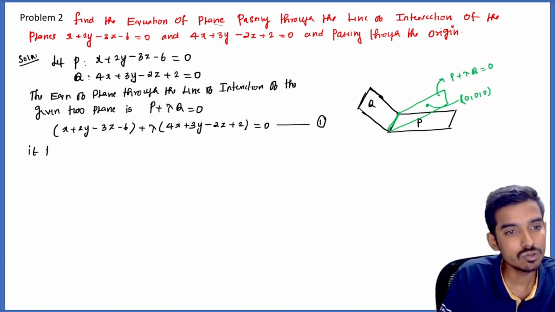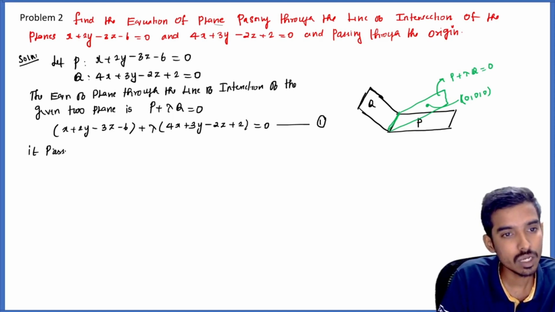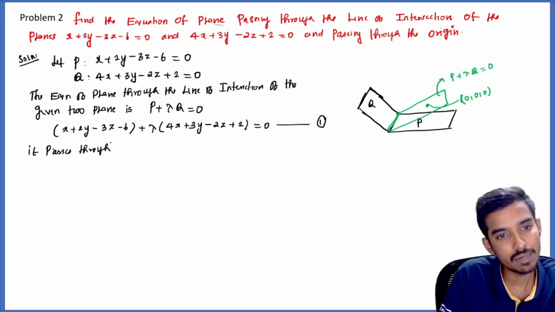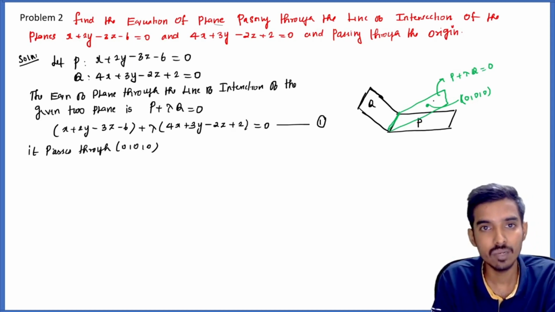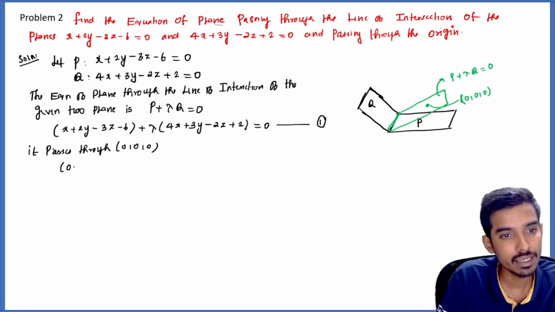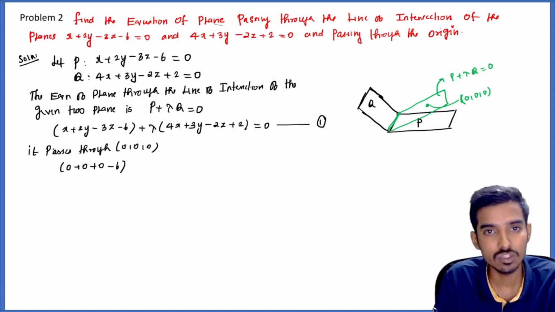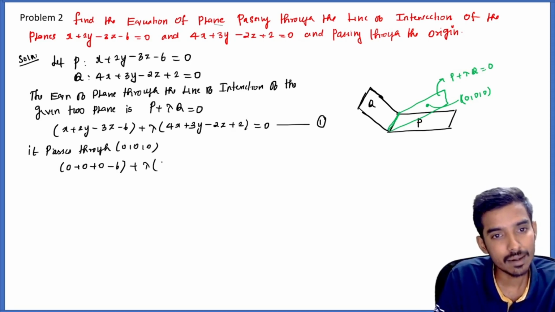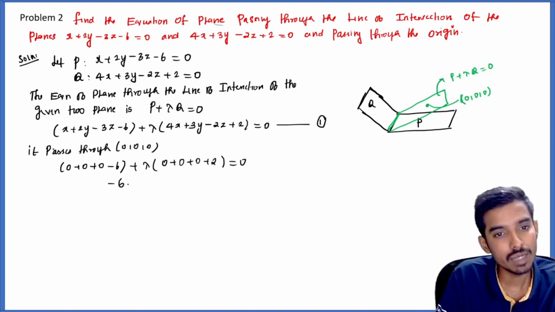So this P plus lambda Q passes through the point 0, comma 0, comma 0, right? It passes through 0, comma 0, comma 0. That means this point will satisfy the equation of plane, right? Substitute this point here. So 0 plus 0 plus 0 minus 6, you put x is equal to 0, y is equal to 0, z is equal to 0, plus lambda times 0 plus 0 plus 0 plus 2 is equal to 0. So we will have minus 6 plus 2 lambda is equal to 0. This implies 2 lambda is equal to 6. This implies lambda is equal to 3.